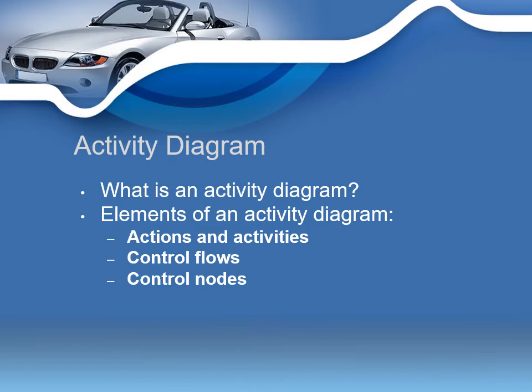Activity diagrams visually depict a series of actions, control flows, and control nodes. Actions and activities are represented by ovals, control flows are represented by arrows, control nodes are represented by circles, and decision nodes are represented by a rhombus.